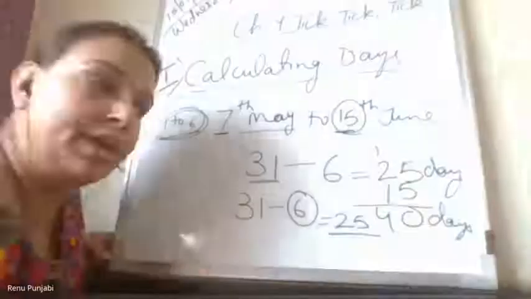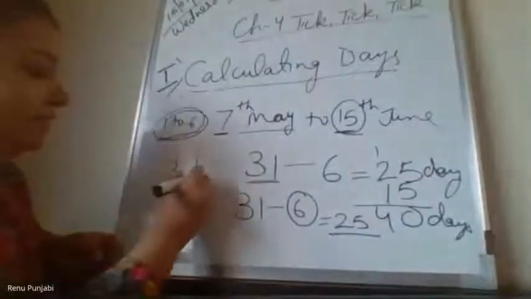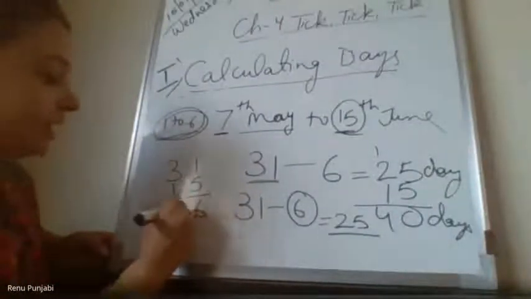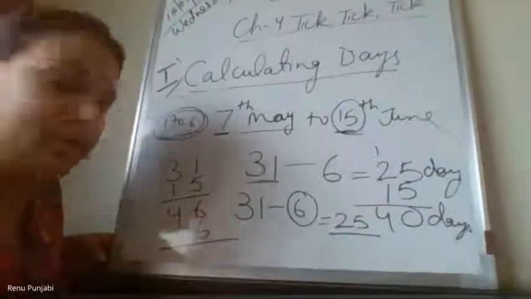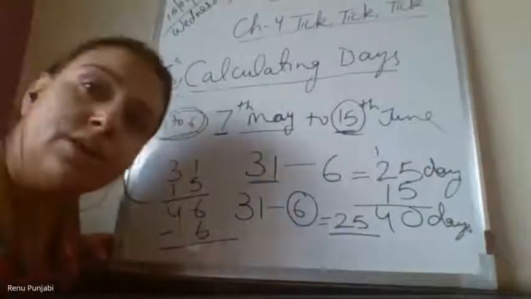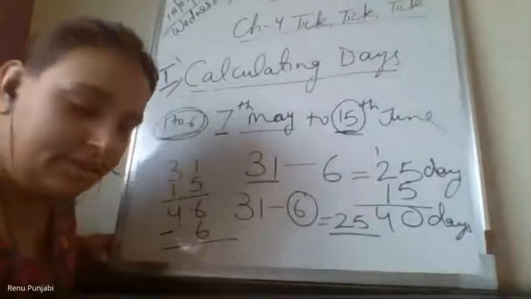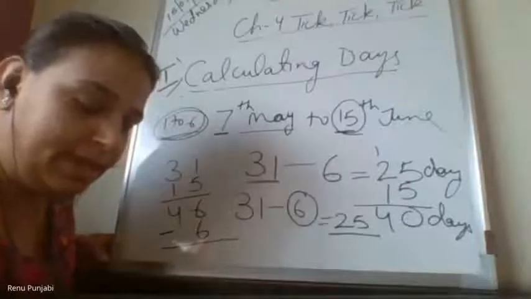Riddhi, tell me. We can also do 31 plus 15, which is 46, minus 6. It will then be 40. That also will be okay. 31 plus 15 is 46, and 6 days the summer camp was not there, so you subtract 6 days. This is also okay. Am I clear, Riddhi? Yes.